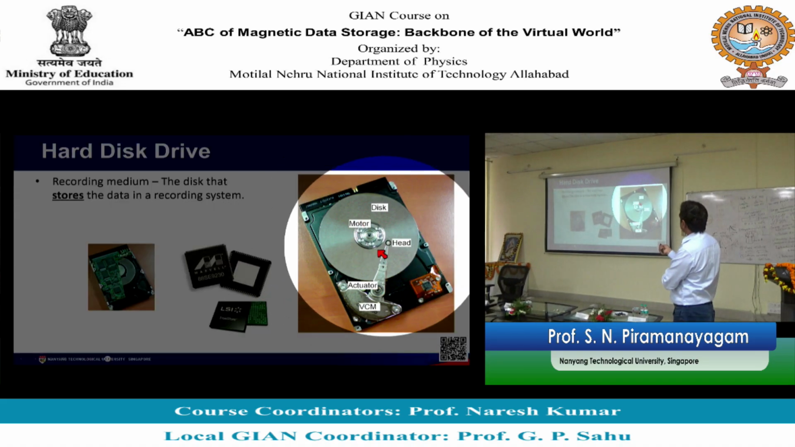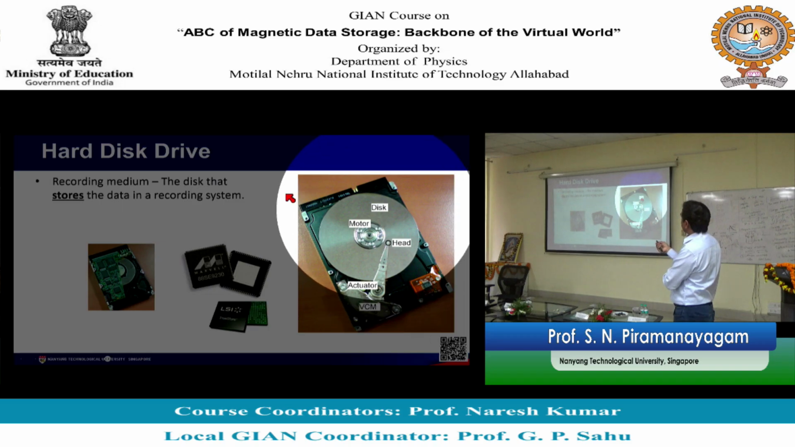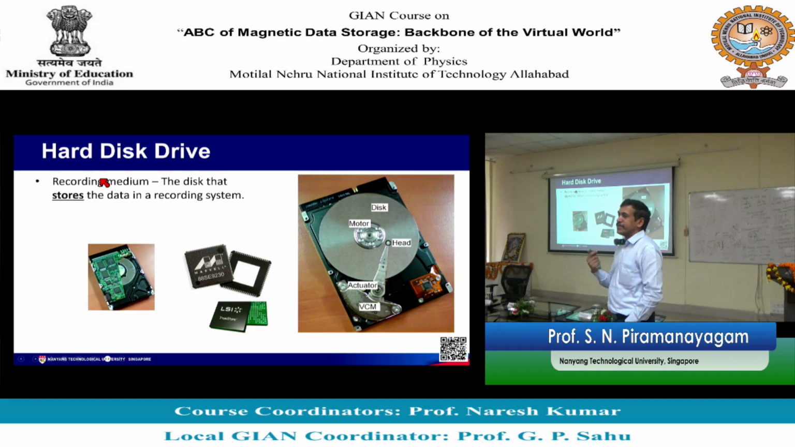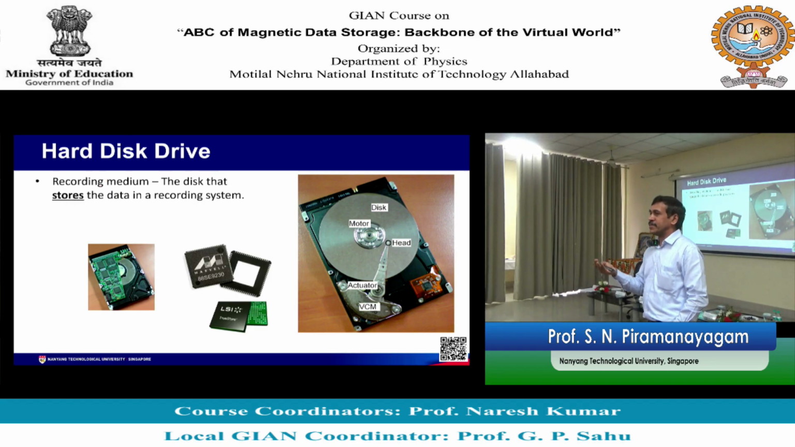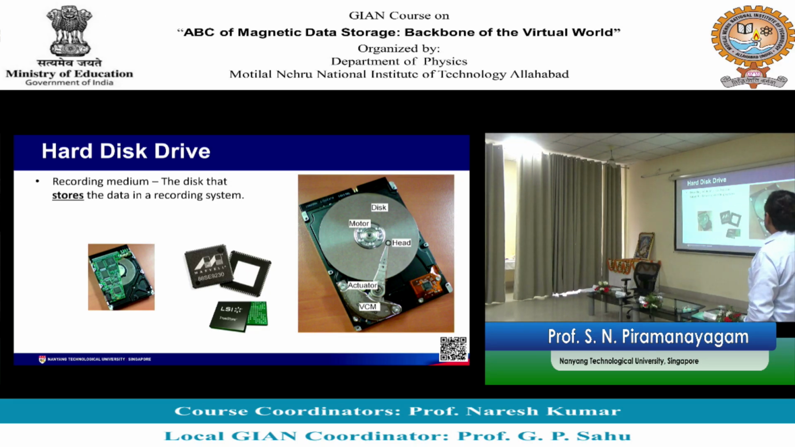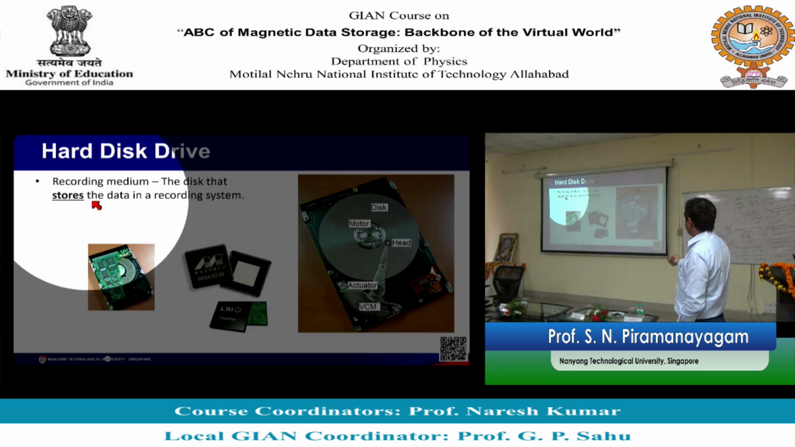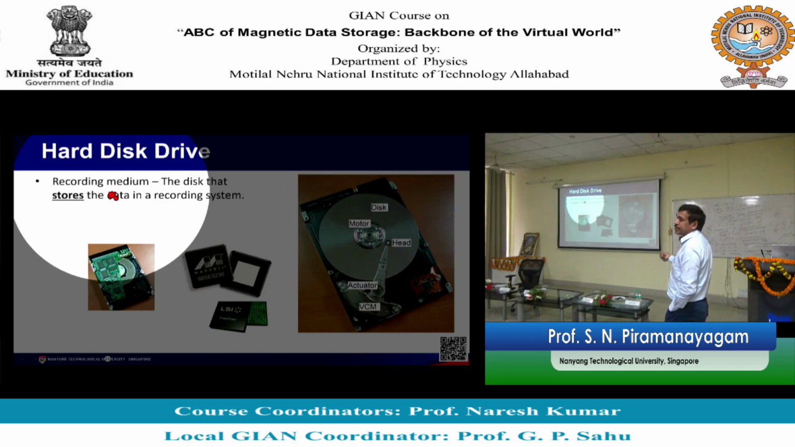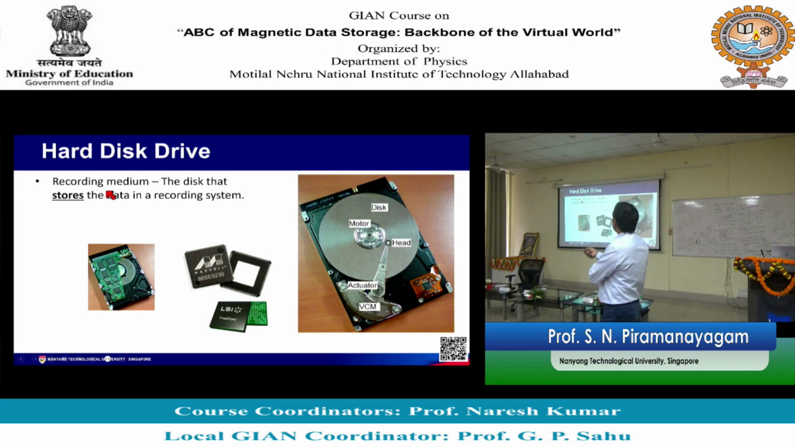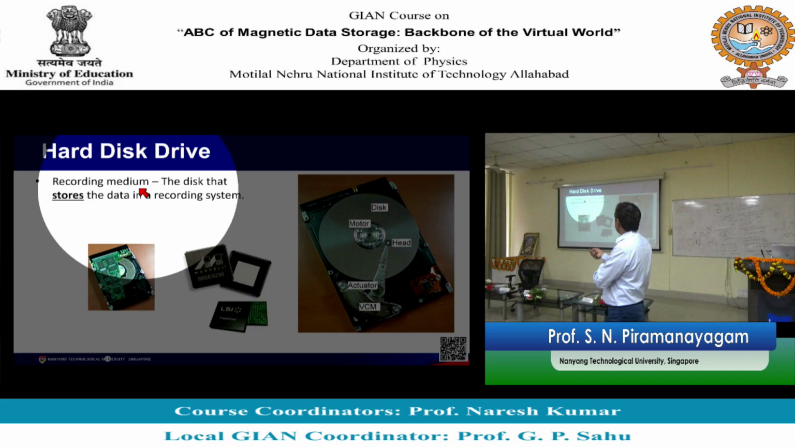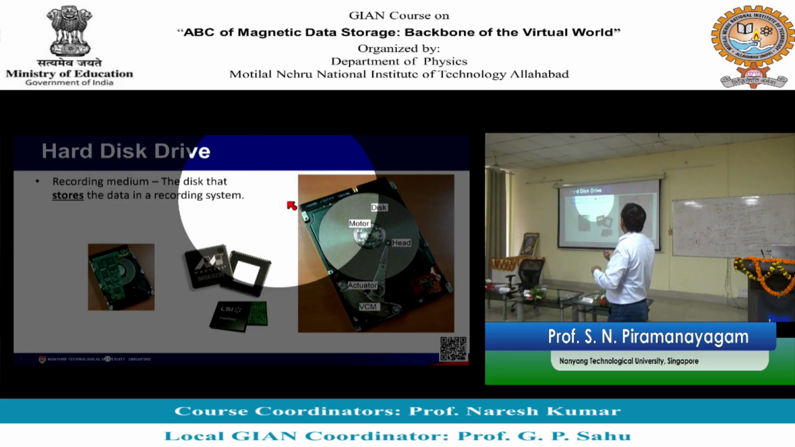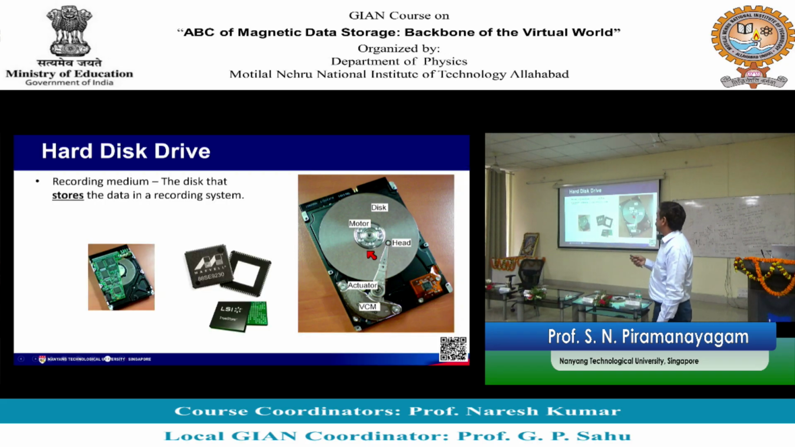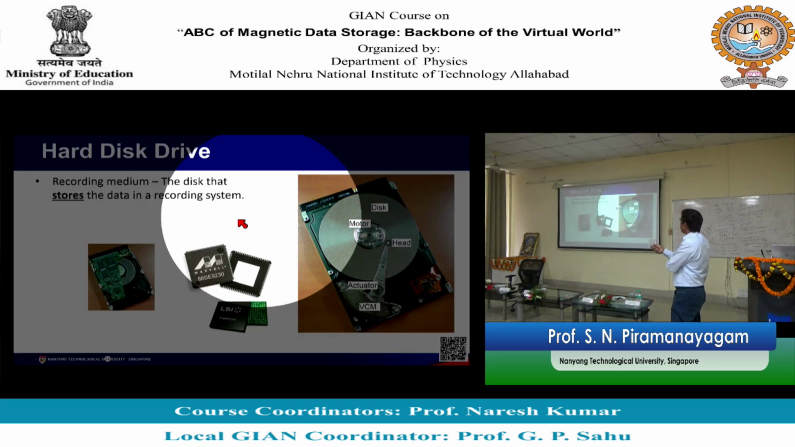So you have a disk. This disk is the one that stores the information. This is what we call the recording medium. I told you in a book we have paper. Paper stores the information, and paper is the medium. In a similar sense, in a hard disk drive, this disk is the one that stores the information, and we call that the recording medium. I'll keep using the word recording medium for the next 2 days. When I say recording medium, I am talking about the material that gets deposited on the disk, the one that stores the information.